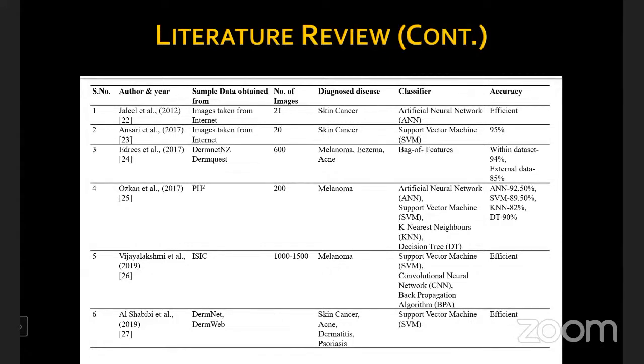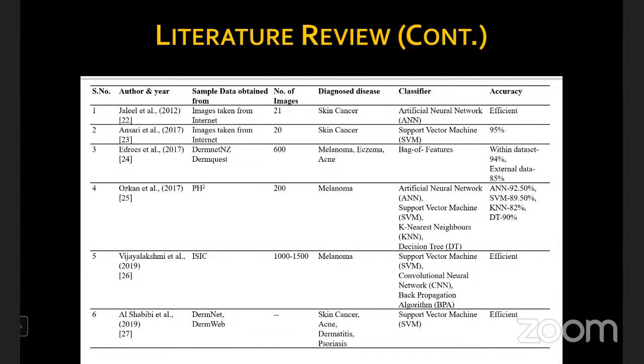21 images were taken from the internet, and a model was generated for skin cancer. The classifier used was an artificial neural network, and the system was found to be efficient. In 2017, another study was undertaken which took 20 photos from the internet, and the model was again generated for skin cancer, which used a support vector machine classifier, and the accuracy achieved was 95%.